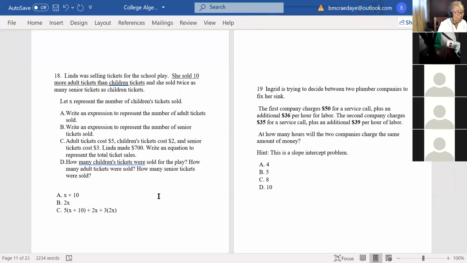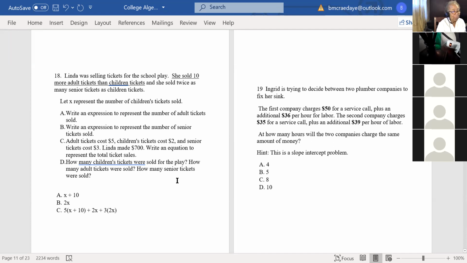That was the seniors. Senior tickets are what? $3 a ticket, and you sold 2X number of senior tickets. So that would be $3 times 2X. Okay, now D is your homework. I want to know how many children's tickets were sold, how many adult tickets were sold, how many senior tickets were sold. Now you've got everything you need to do, okay?